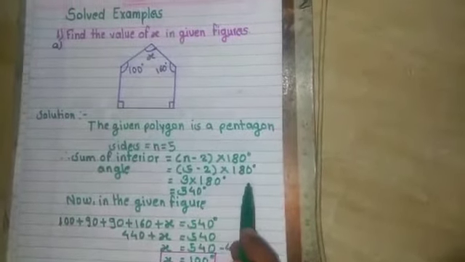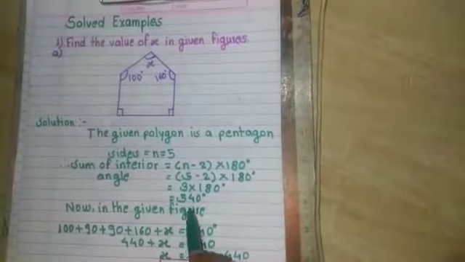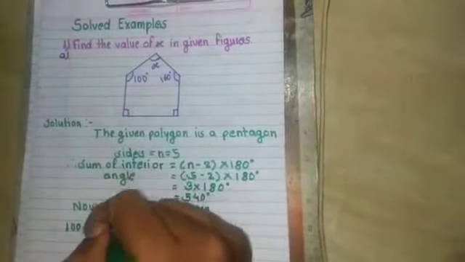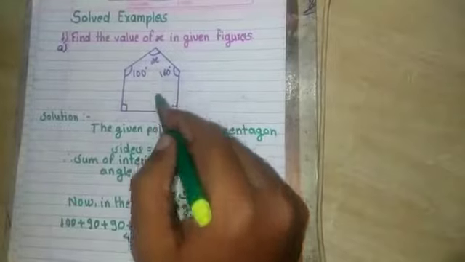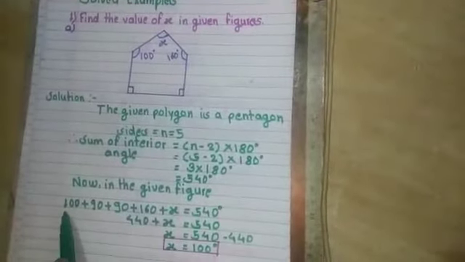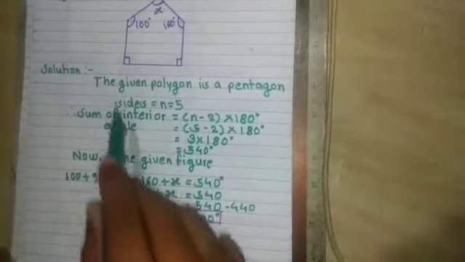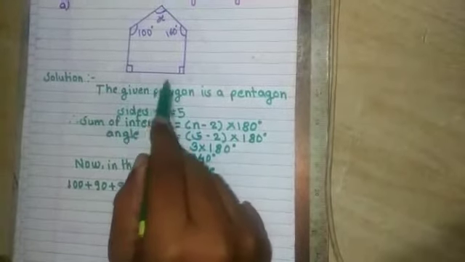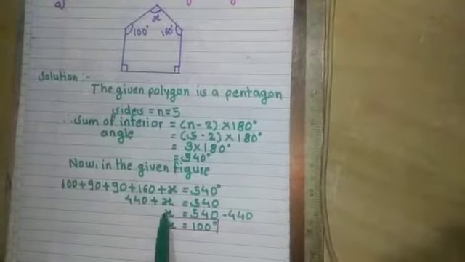So (n minus 2) into 180, that is (5 minus 2) into 180, so 3 into 180. Total you will get 540 degrees. Now this 540 will be the total interior angle of this given figure. In the figure, the addition of the given values we will equate with 540. The given values are 100 plus 90 plus 90 plus 160 plus x. The right angle sign is shown here, so it has to be considered as 90 degrees. So the total you will get as 440 plus x equal to 540.